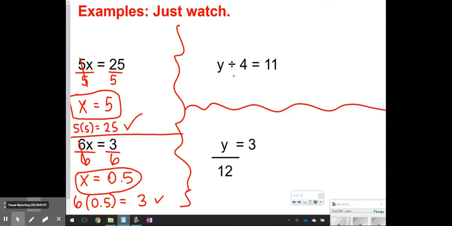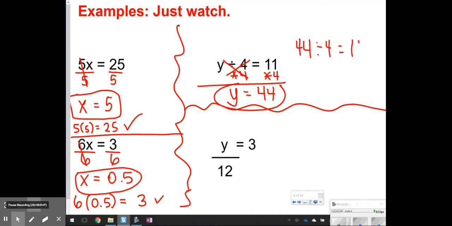Since I see divided by 4, the opposite of that is times by 4. So I'm going to do that to both sides. When you divide something by 4 and then multiply it by 4, it basically undoes it, so those 4's will cancel out, so all I'm left with is y. And then we have 11 times 4, and that's going to give me 44. Again, you can plug in your answer. Is 44 divided by 4 equal to 11? Yes, so that's my correct answer.